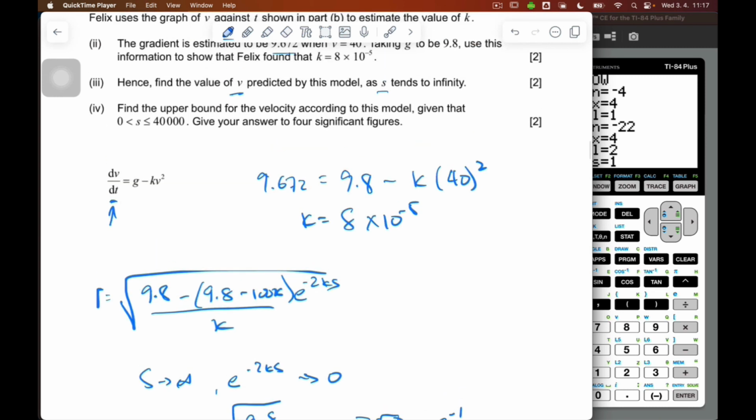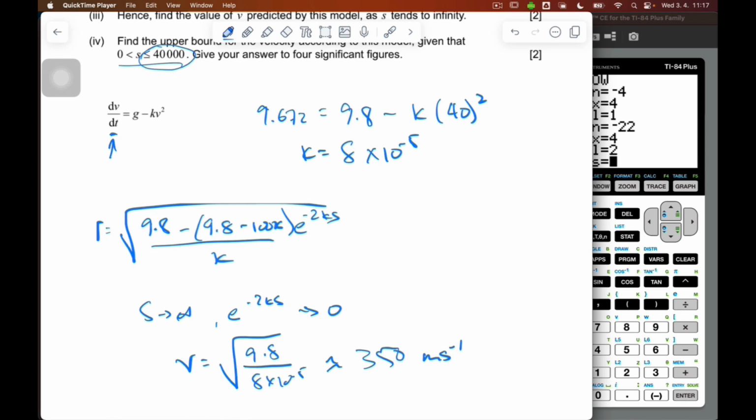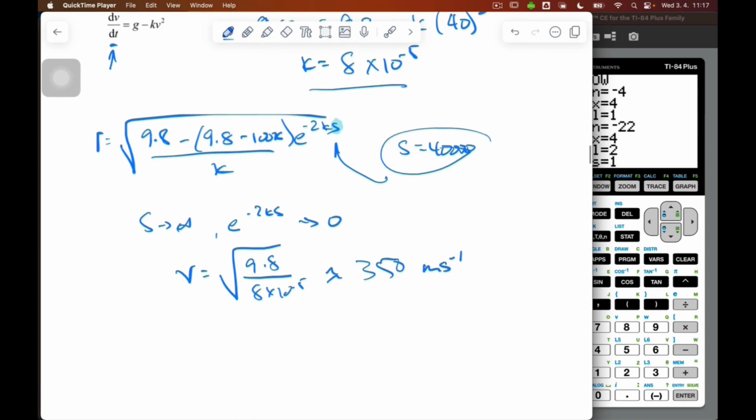Find the upper bound for the velocity according to this model, given that this is true. Give your answer to 4 significant figures. Well, the upper limit occurs when s is 40,000. So if we substitute in for the s value, if we plug in s equal to 40,000, we know what k is. We put this into our calculator.